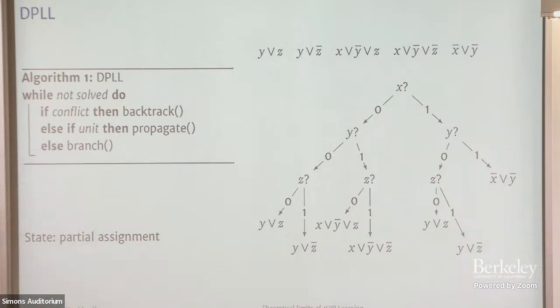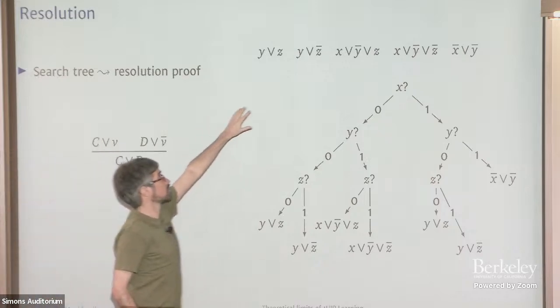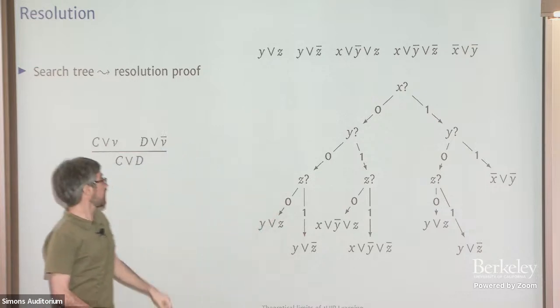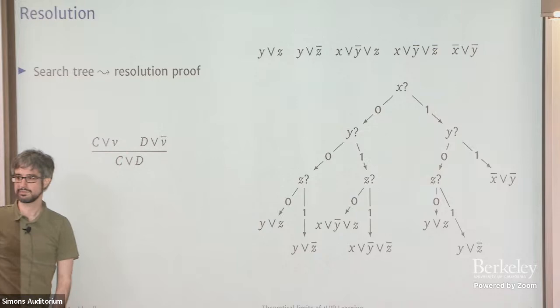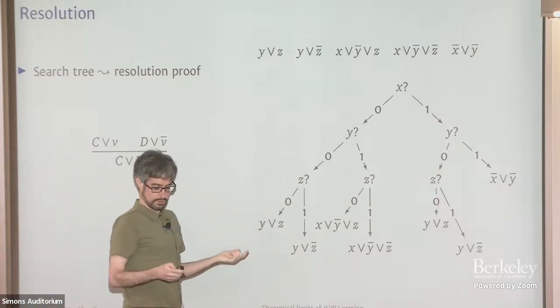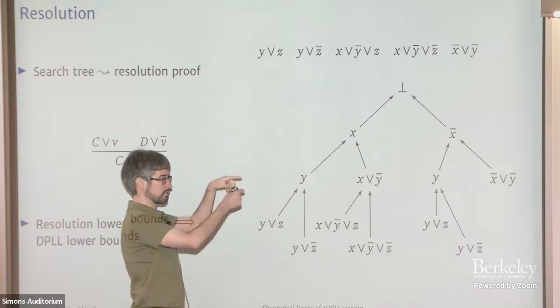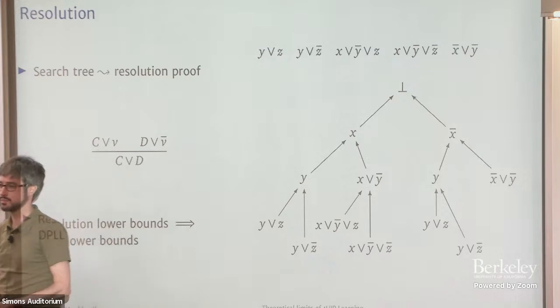Now, a very useful tool to analyze DPLL is proof complexity, namely the resolution proof system. Resolution says that we can take any two clauses from our original formula, and if they have a variable with different signs, we can resolve them together. And now if we look at the search tree and reverse the arrows, from top-down to bottom-up, suddenly we have a resolution proof.